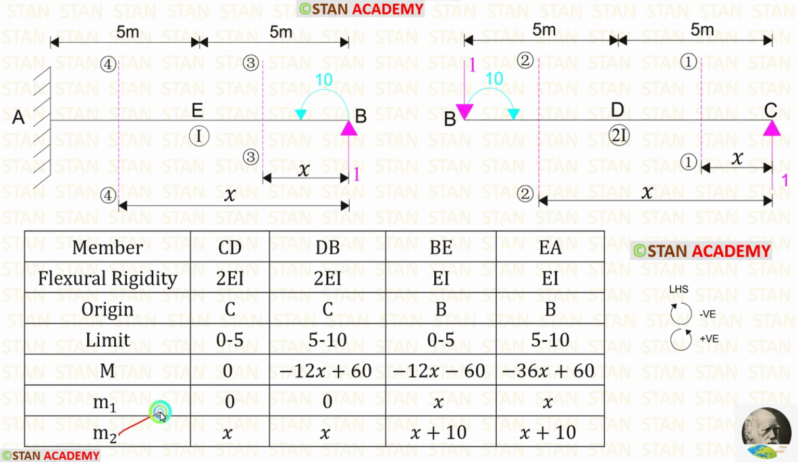Now let us find M2 in BE. The unit load is acting in the anti-clockwise direction, so it will be positive and the distance is x. 1 into x, we will get x. The moment is acting in the anti-clockwise direction, so it is also positive. Now let us find M2 in EA. The unit load is acting in the anti-clockwise direction, so it will be positive and the distance is x. 1 into x, we will get x. The moment is also acting in the anti-clockwise direction, so it is also positive.